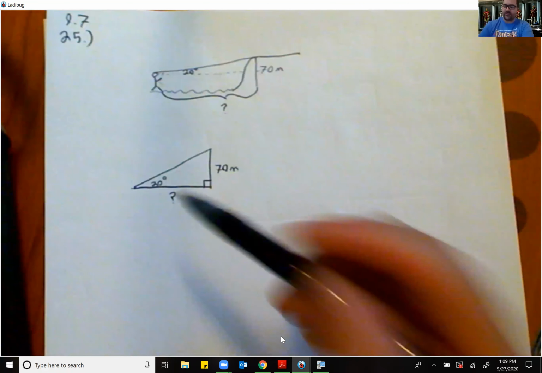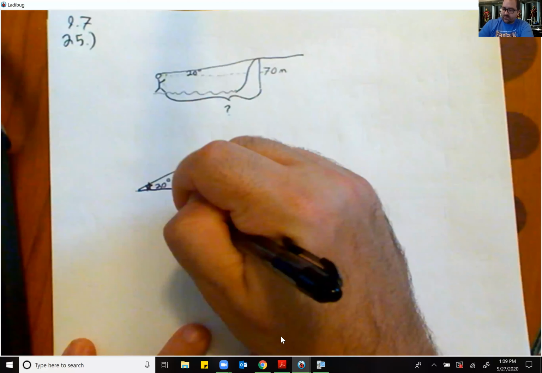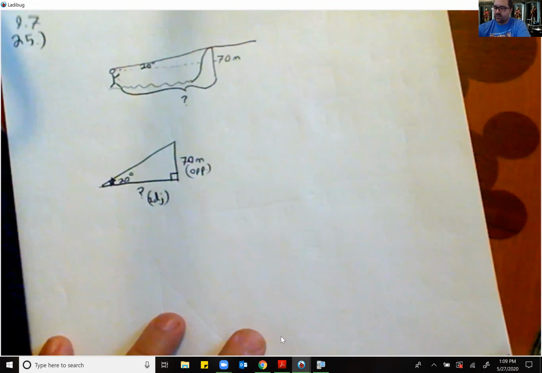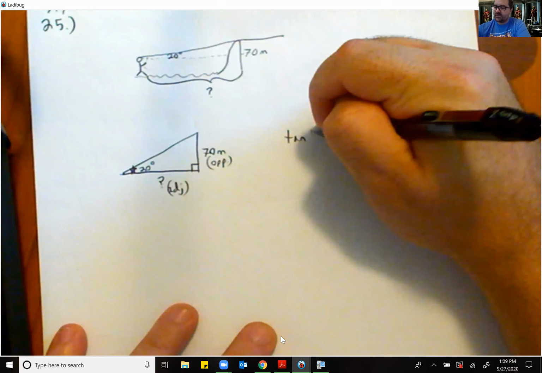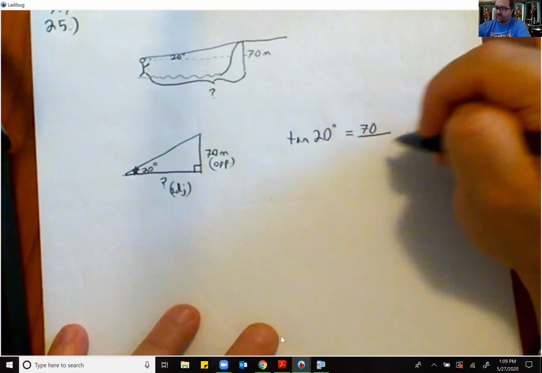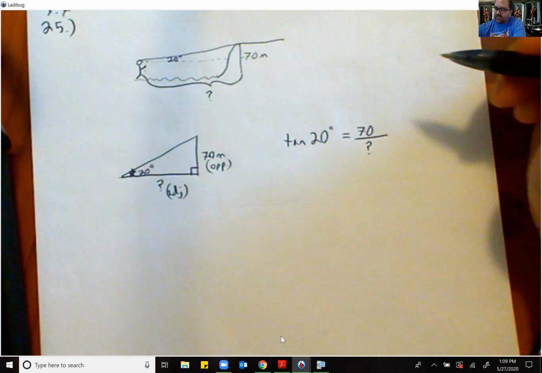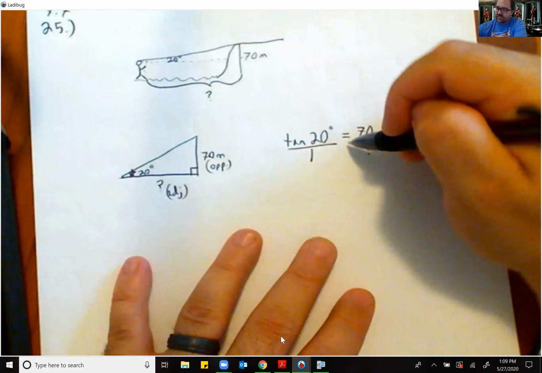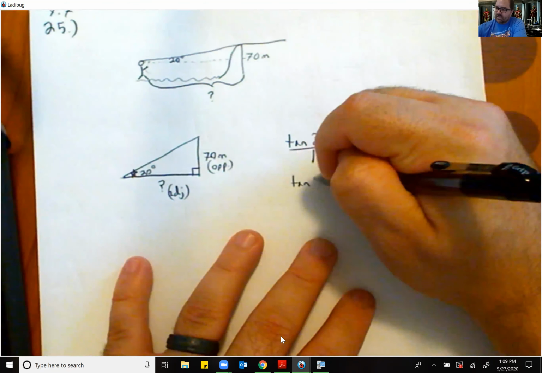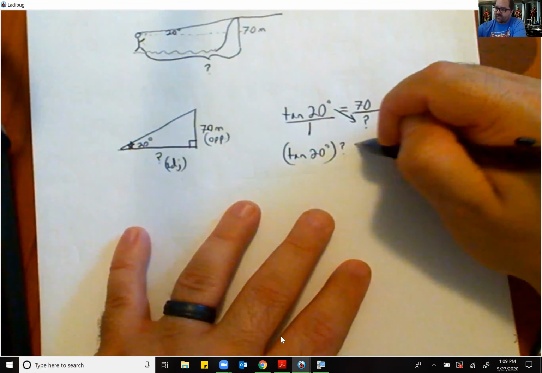So again, all we're going to do is use SOHCAHTOA. This is my base angle. This is the adjacent. This is the opposite. So that means we're running tangent. So tangent, 20 degrees, is equal to opposite, which is 70, over the adjacent, which is our question mark. Or call it X. It doesn't really matter. So we use cross multiplication. So that gives us tangent 20 degrees times the question mark, equal to 1 times 70 is 70.